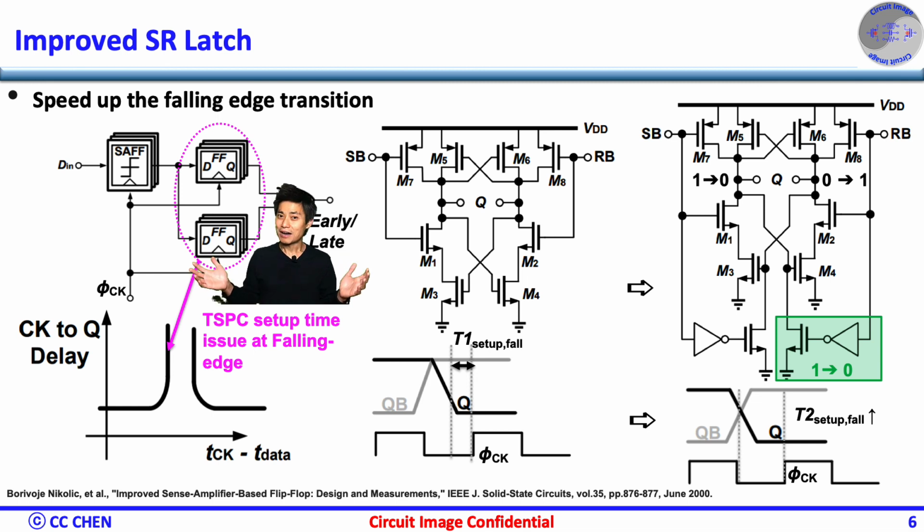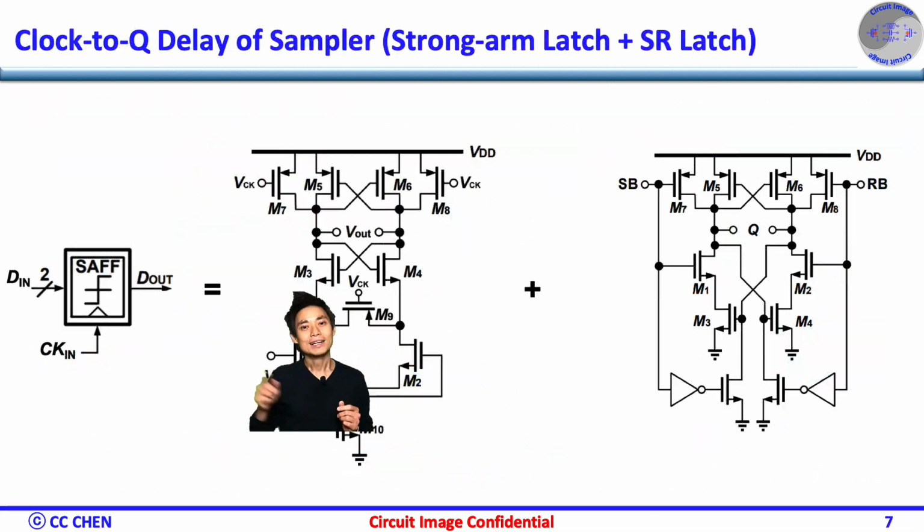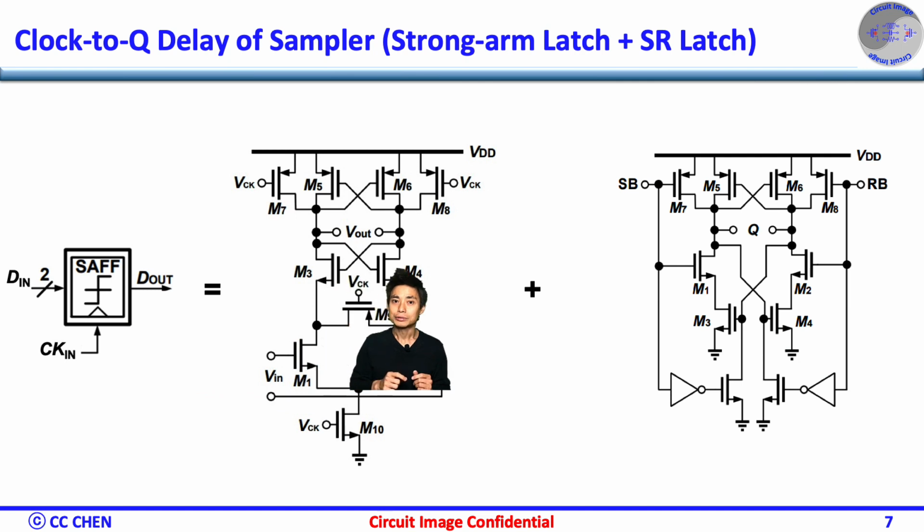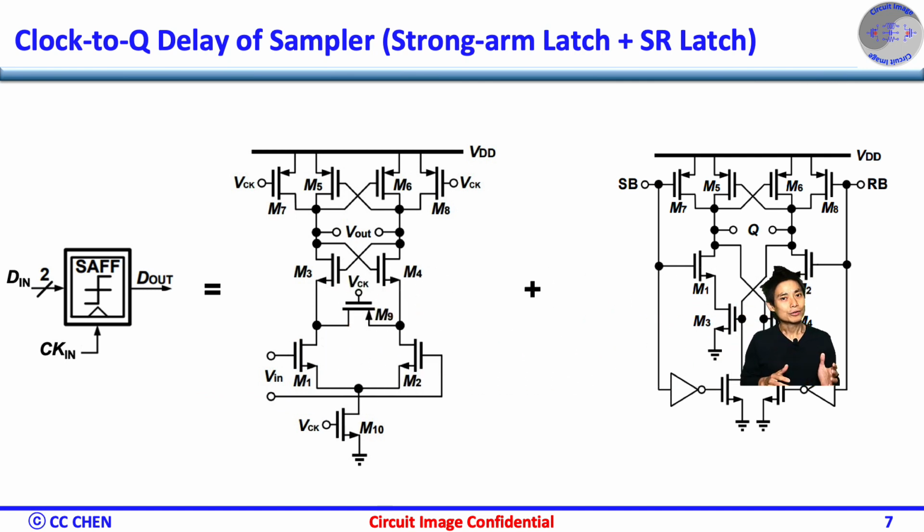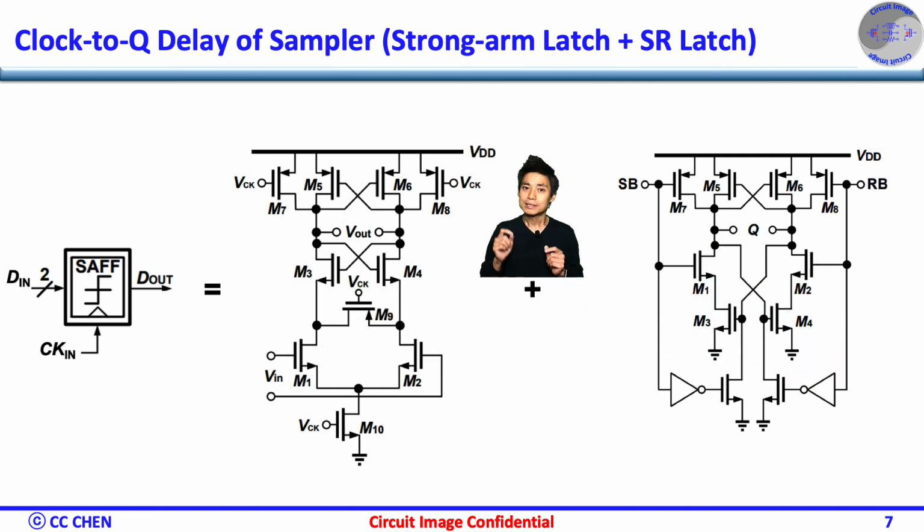Is this good enough? Think about the clock to Q delay of the sampler. The sampler would be a StrongARM latch with the SR latch. Therefore, the clock to Q delay would be the sum of both gate delays. Even though we briefly discussed the time constant of the regeneration time in the "Why StrongARM Latch" video, and added an optimized SR latch, the whole clock to Q delay might still need to be reduced further.